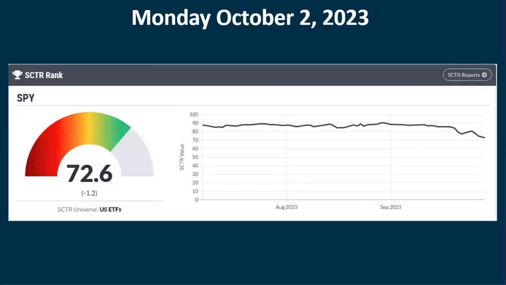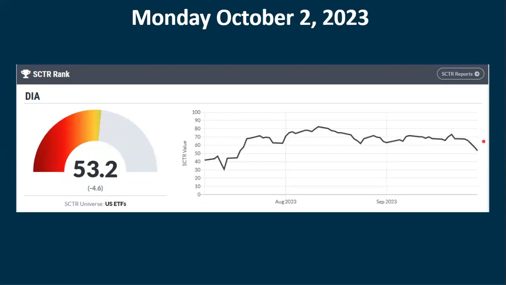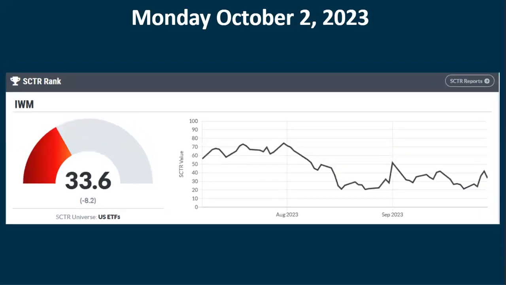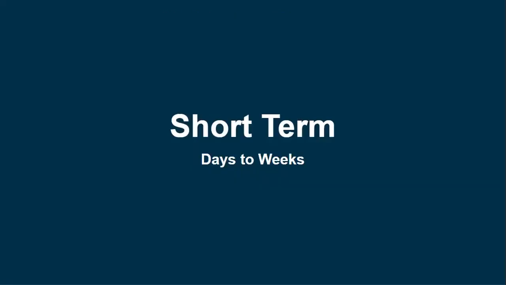Coming in second place is the S&P 500. There are a lot of big stocks, the mega caps that are in the NASDAQ 100. They're also in the S&P 500. And as we've been under pressure, we've been seeing this decline, and we're coming in at 72.6. In third place is the diamonds, and that's the ETF attached to the Dow. And it's also been under some weakness lately, coming in at 53.2. Then we have the mid caps, which also have been under pressure, coming in at 45.7. And then in last place, the small caps, they've been under a lot of pressure as well, and they're coming in at 33.6.